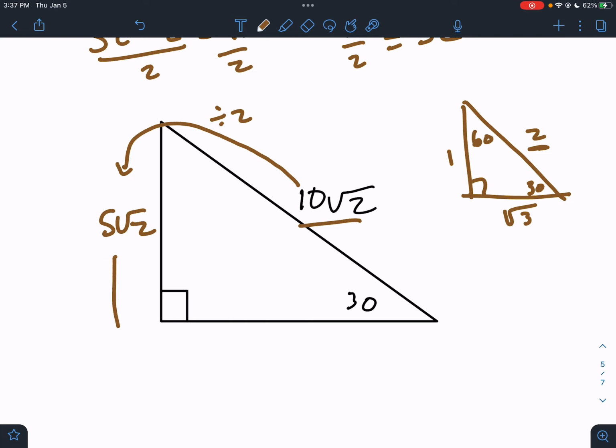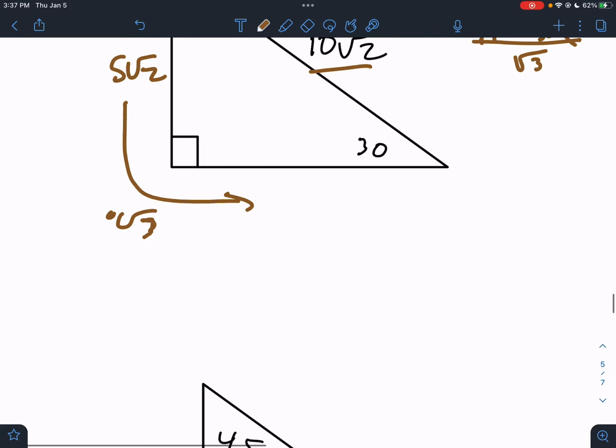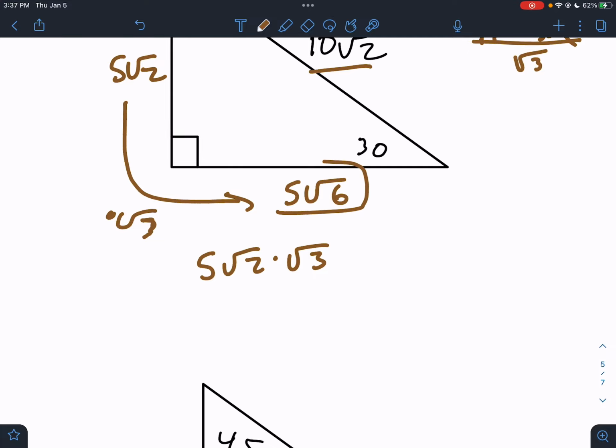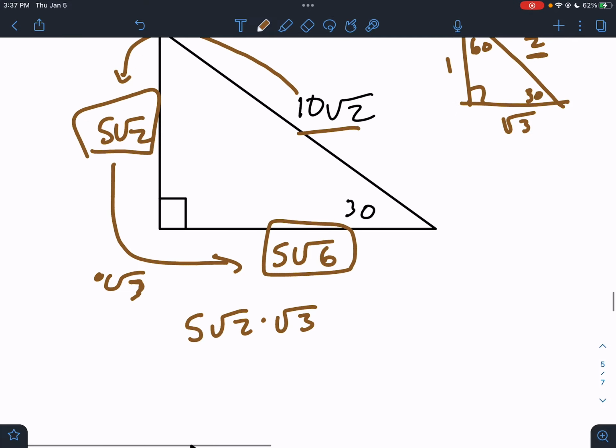Once you know the short leg, you're just going forwards again. That's times root 3, right? 1 to root 3 is times root 3. So what is 5 root 2 times root 3? Well, that is going to be 5 root 6. So those are your 2 missing sides.